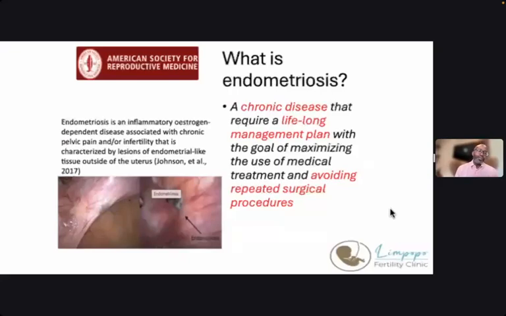So the question: what is endometriosis? I think we all know that it is a chronic disease that requires a lifelong management plan, with the goal of minimizing the use of medical treatment and avoiding repeated surgery.